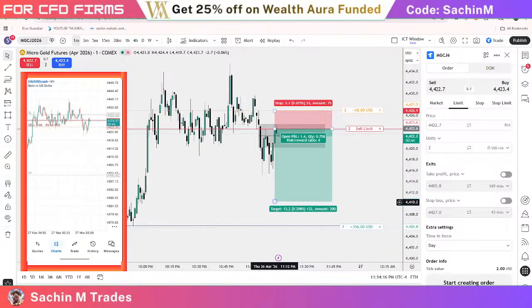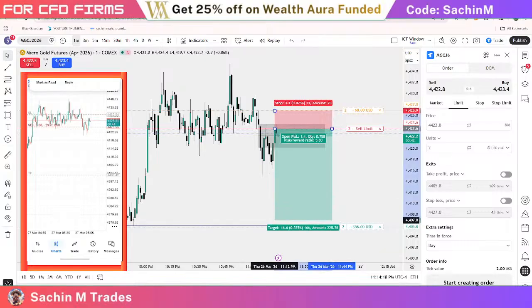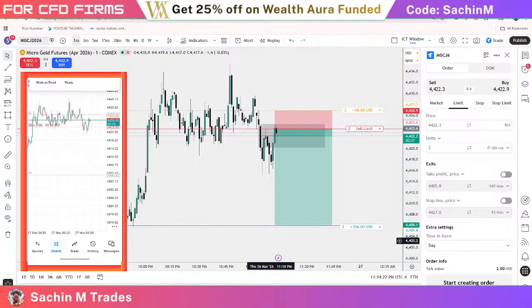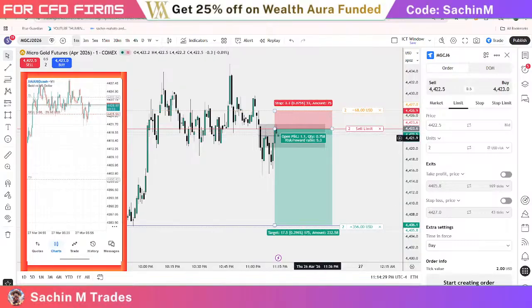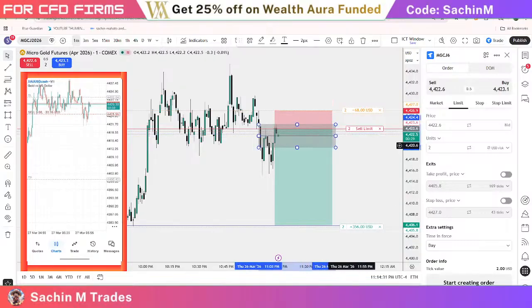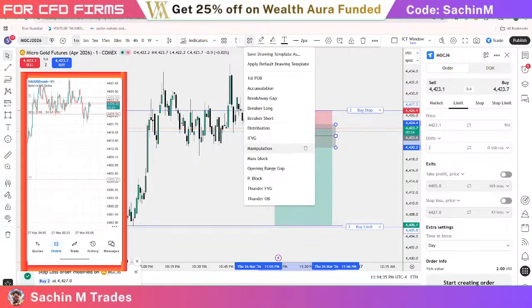We will target 1 is to 5. That is this liquidity for sure. $300. This was our Thunder fair value gap. Thunder FVG.